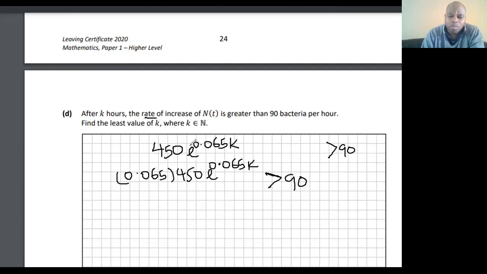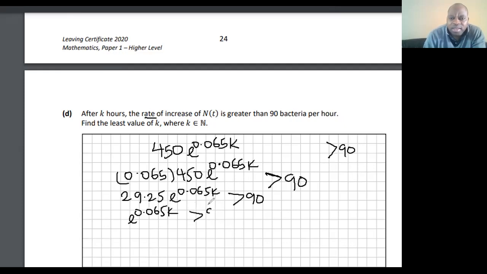0.065 multiplied by 450, that's 29.25, then exponential 0.065K is greater than 90. Then what do you do? You remove your 29.25. You say exponential 0.065K is greater than 90 divided by 29.25. Bring this guy to the other side. So it's multiplying. Don't forget, it is multiplying. Then we'll go and divide into that.